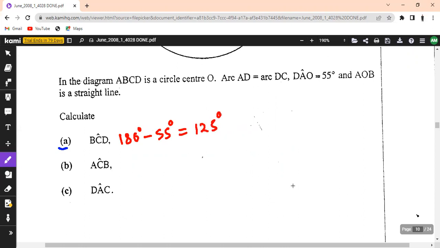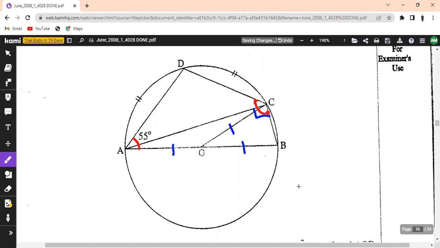Okay, then that's it. Let's move on to another part, which is ACB. Okay, ACB, we already indicated that this is 90 here.